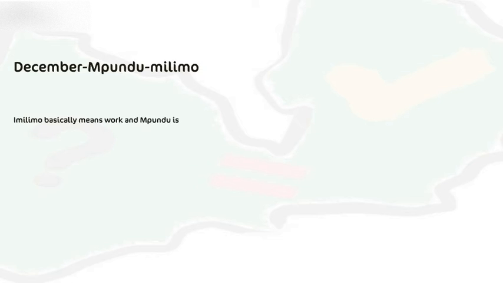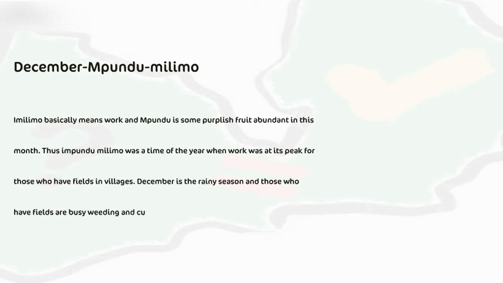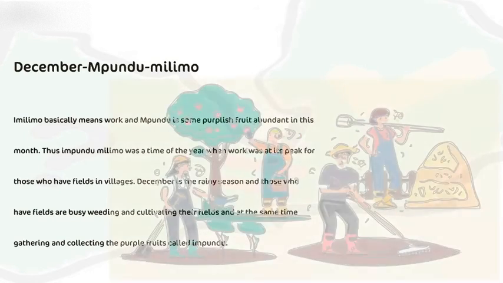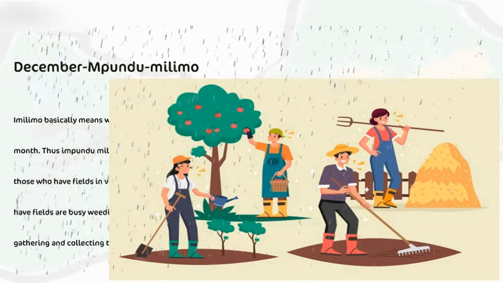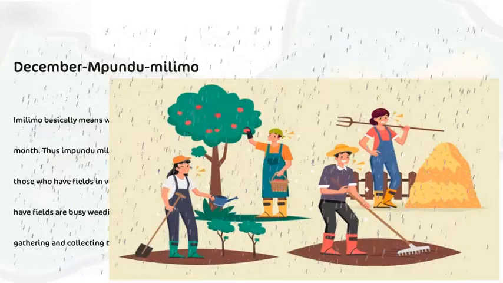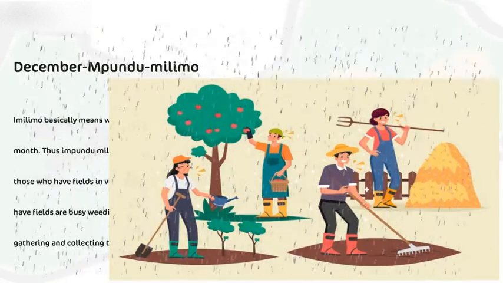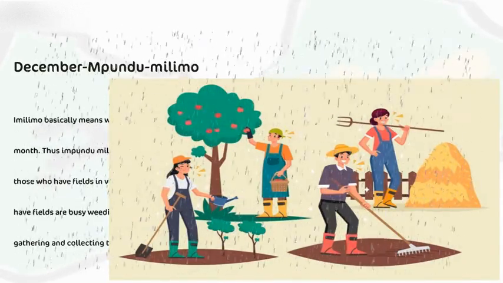December is called Impundu Milimo. Milimo basically means work, and Impundu is some purplish fruit abundant in this month. Thus, Impundu Milimo was a time of the year when work was at its peak for those who have fields in villages. So December is a rainy season, and those who have fields are busy weeding and cultivating their fields, and at the same time gathering and collecting the purple fruits called Impundu. So it's a very busy month.